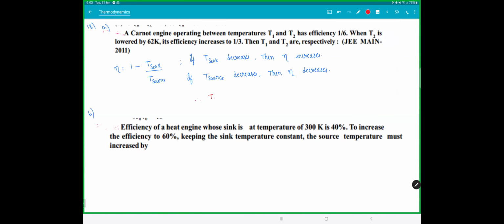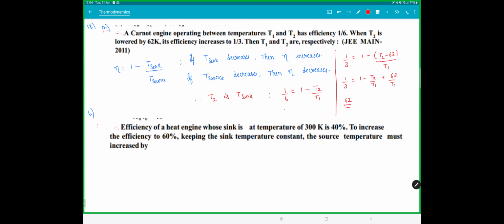Therefore, T2 is T sink and T1 is T source. Clear with that? That's the first conclusion. Without that, you can't go ahead with the question. Now initially the efficiency is 1/6, which is 1 minus T sink, which is T2 by T1. Then efficiency became 1/3 when the temperature of the sink decreased by 62 Kelvin. So 1 minus T2 minus 62 by T1 is 1/3. This is 1 minus T2 by T1 plus 62 by T1. But 1 minus T2 by T1 is 1/6.